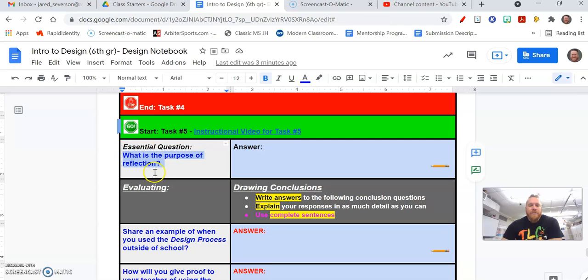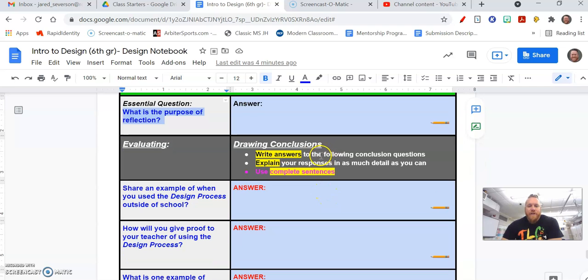Our essential question, once again, what is the purpose of reflection? So today, as you're drawing conclusions, you are going to write answers to the following conclusion questions. Please give us details. Explain your response in as much detail as you can. This is your opportunity to share with us as teachers what you have learned about the design process. And you should aspire to write complete sentences. So please try to do that again. And I just mentioned capitalization, punctuation, complete thought. Okay? Give explanation for your answers.